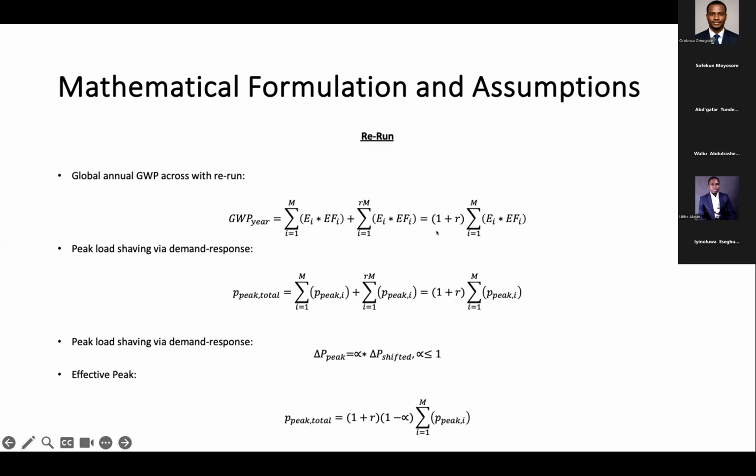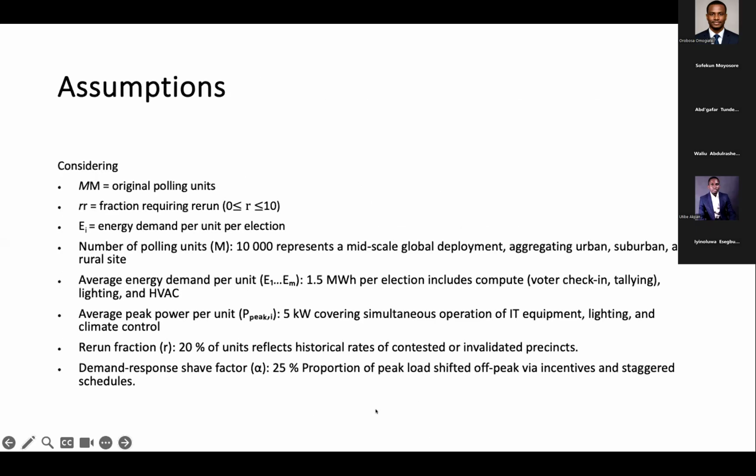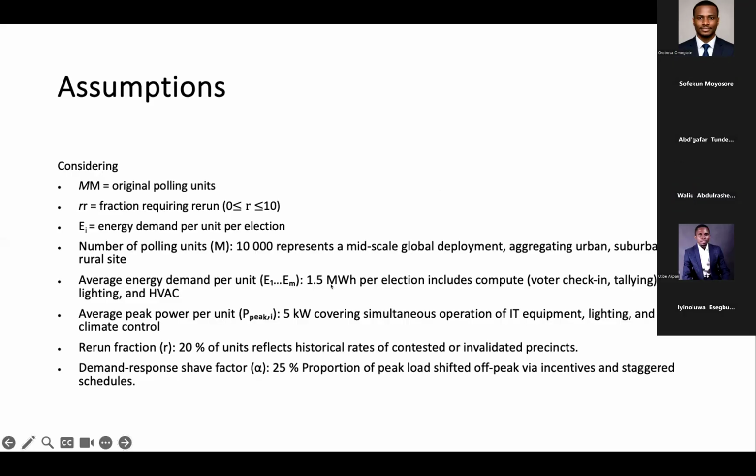So this is just a repetition of the first set of elections, however, with the rerun factor which comes into place. So the assumptions we made in terms of the polling units: let's say we have 10,000 polling units in a particular country, with 1.5 megawatt being consumed in the elections, in terms of the IT, lighting and HVAC systems that would be used.